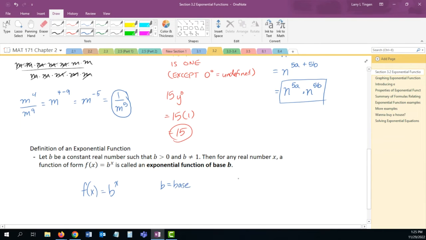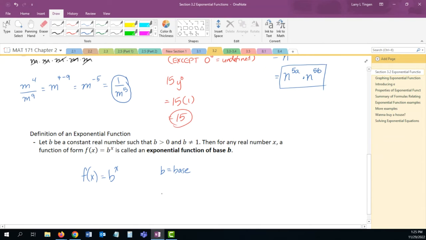I tried to stay consistent. Anytime there's a base that appears in this chapter, it's always represented by the letter b. Sometimes, and in the textbook, you will see it represented by a. Don't let that throw you. Sometimes they're written as a to the x. Sometimes they're written as b to the x. Your notes, the old notes, actually have a's on the next page, but I've changed them all to b's in here.